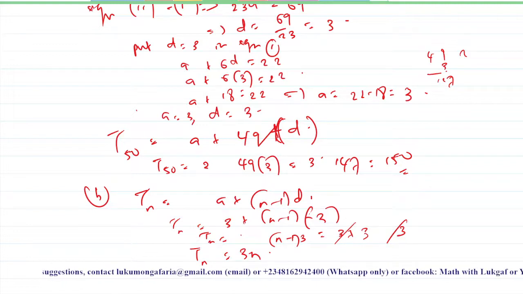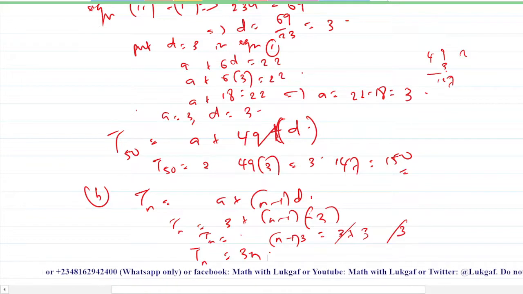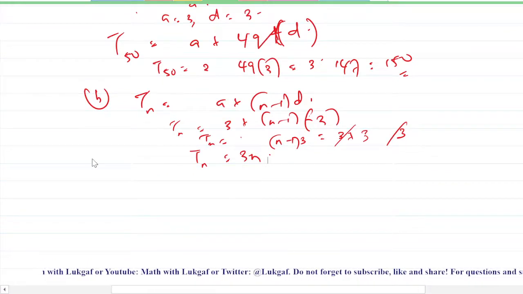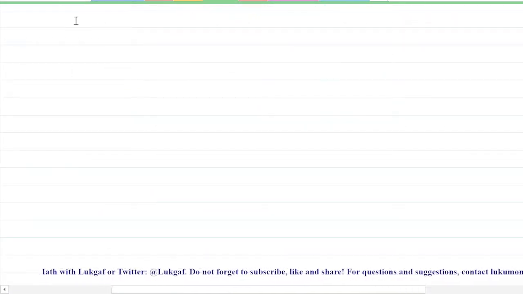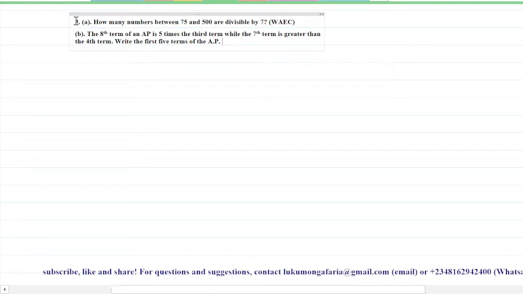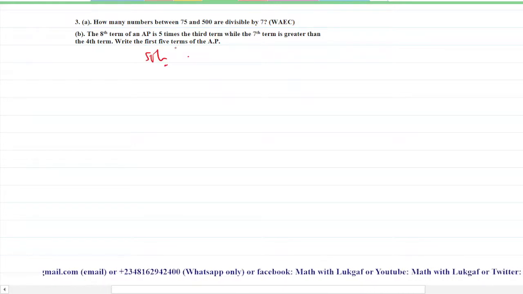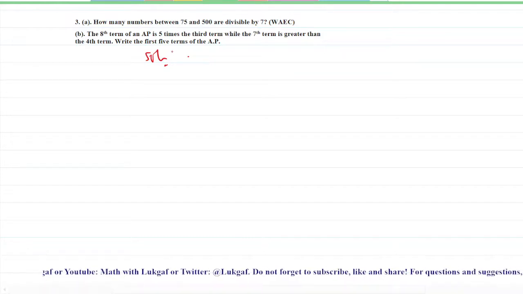Example, let me just copy it here straight away because of the time. Okay, example. Suppose we are given this kind of question: how many numbers between 75 and 500 are divisible by 7? Solution. You understand now? When you say a number is divisible by 7, and such a number is between 75 and 500.